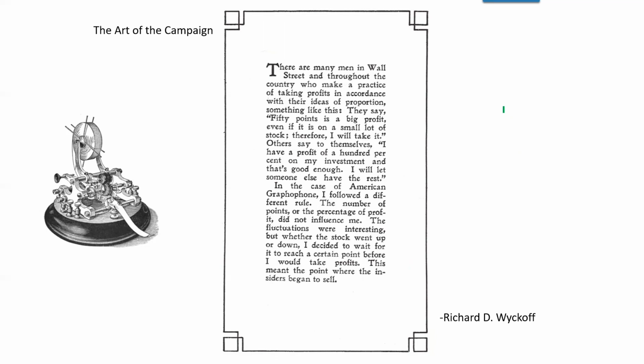In the case of American Graphophone, I followed a different rule. The number of points or the percentage of profit did not influence me. The fluctuations were interesting, but whether the stock went up or down, I decided to wait for it to reach a certain point before I would take profits. This meant the point where the insiders began to sell.